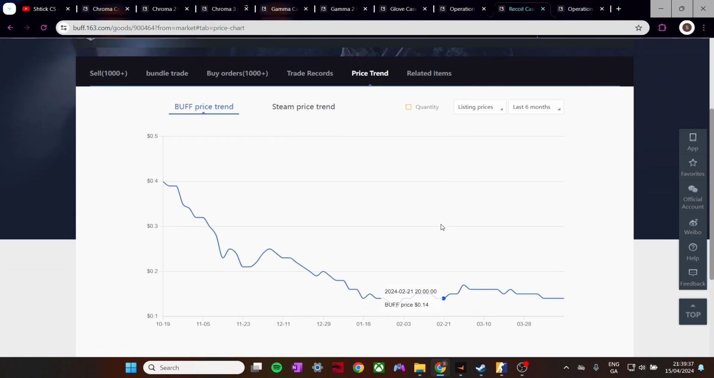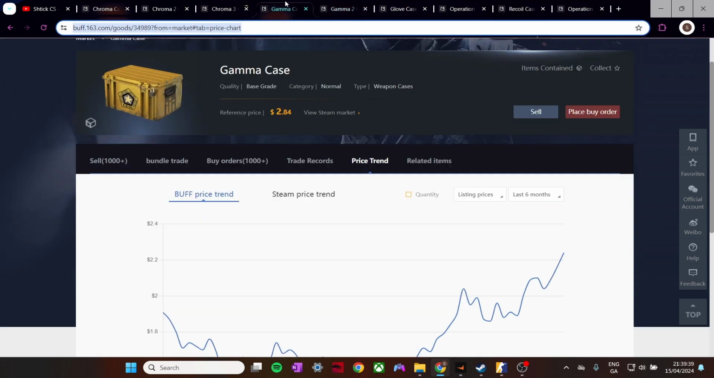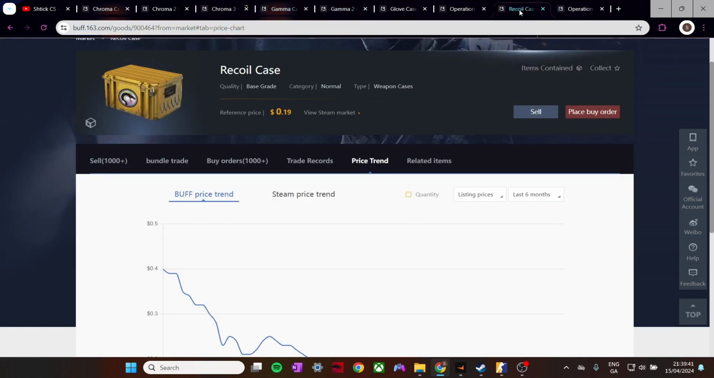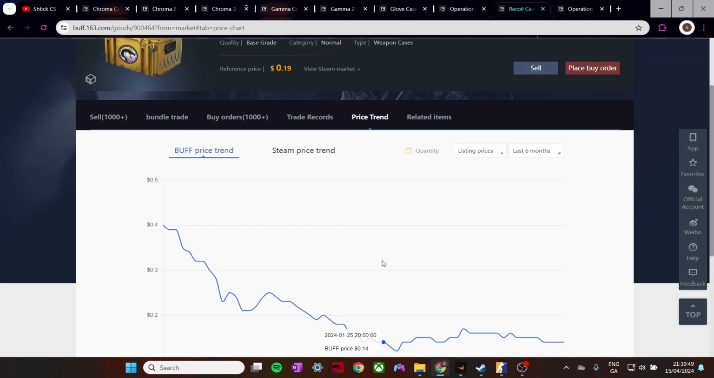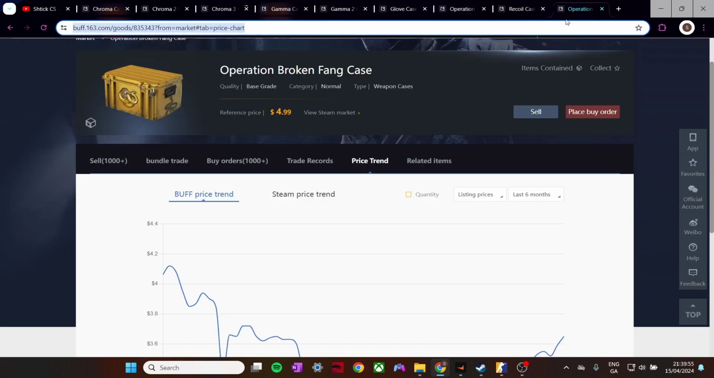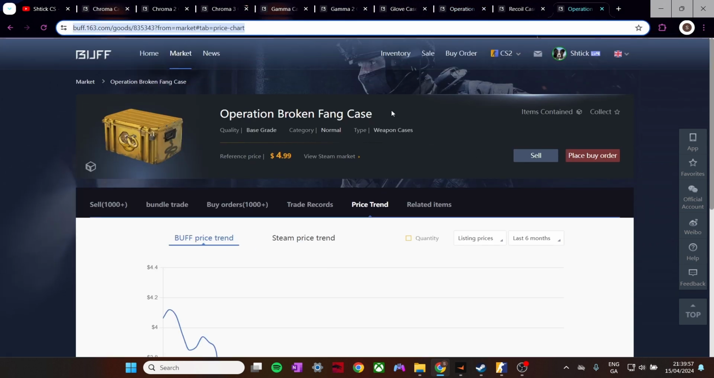I think once these cases become a little bit too expensive to open in mass, people will look at the cheaper cases like the Recoil case. And hopefully the farming will slow down a little bit with some of these actively dropping cases, and then we might see a big increase in them as well. These you have to be careful for, but I do think the Operation cases, like the Broken Fang and also the Shattered Web and Riptide case, would be a decent investment at this moment in time.